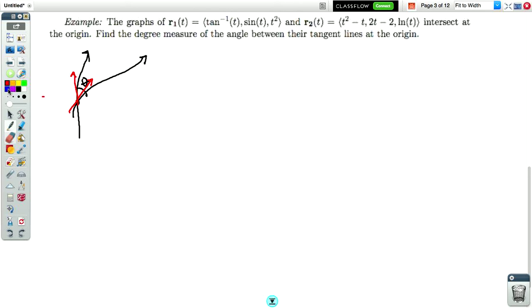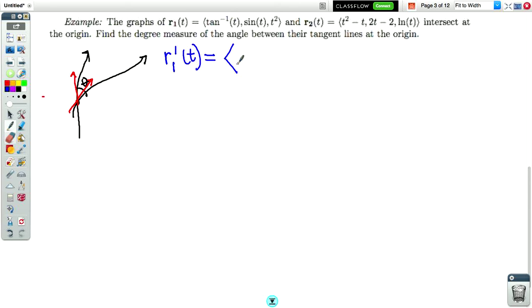There is one little extra challenge here. I'm saying at the point 0, 0, 0, but I don't really know what t is, what our parameter is that makes this vector value 0, 0, 0. So maybe that's one first thing to think about. So let's find the derivative of this first vector.